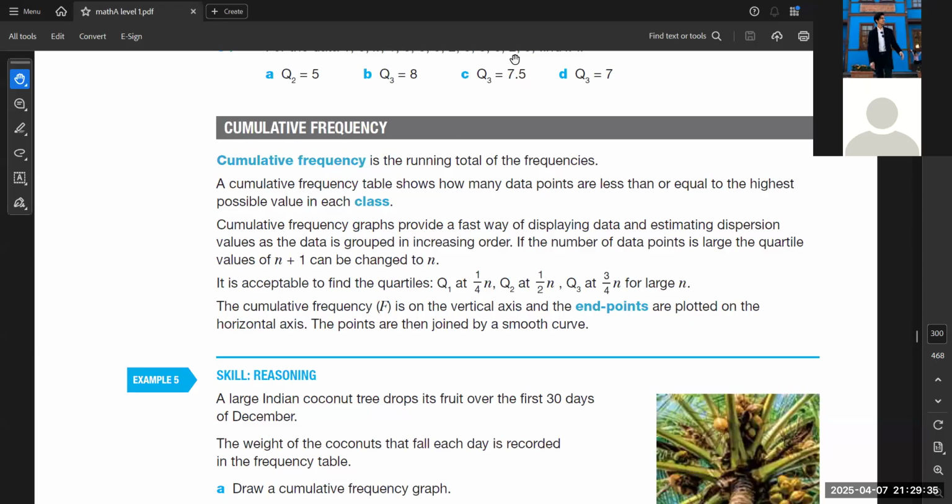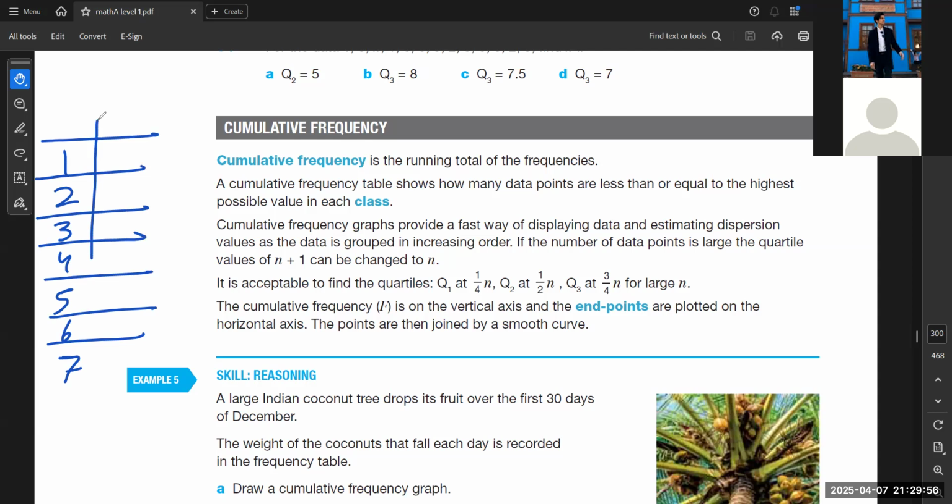Okay. So for cumulative, the next idea is cumulative frequency. Cumulative frequency is essentially a running total of your frequencies. So you've seen a frequency table. For example, let's say that I want to count the number of people that got scores from 1, 2, 3, 4, 5, 6, or 7 in their IBs. So their exam basically.